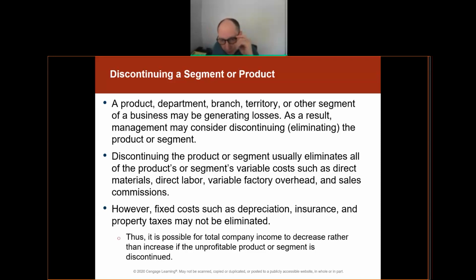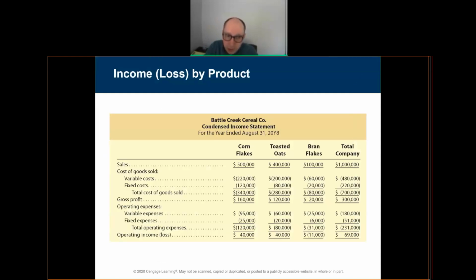But one thing important to note: fixed costs cannot be eliminated. So even if I decide, hey, I'm no longer going to sell this product because it's not doing well for whatever reason, I still have fixed costs. The business still has depreciation, insurance, property taxes, rent, etc. Salaries, right? The company still has fixed costs to cover. So it's important to take that into consideration as we make this decision.